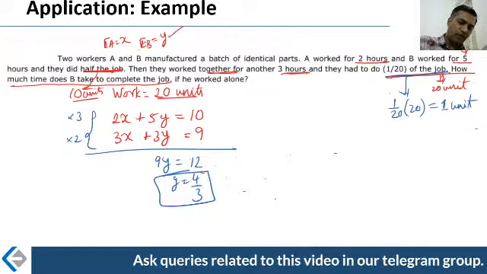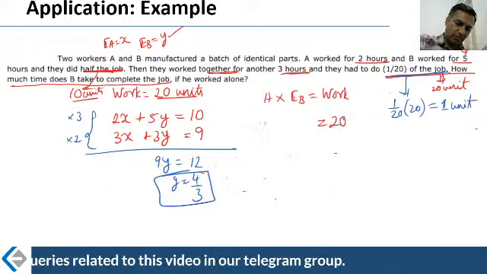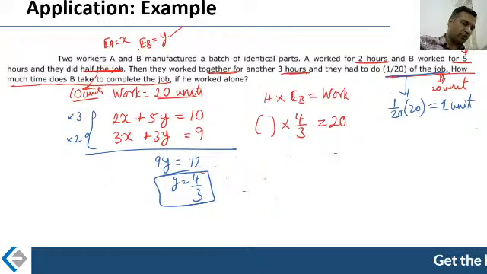Complete the job. What is the job, friend? 20 units. So number of hours into efficiency of B should be equal to the work. What is the work? 20 units. What is the number of hours? That's what you are trying to find out. What is the efficiency? 4 by 3. Good. Therefore, you got the number of hours.